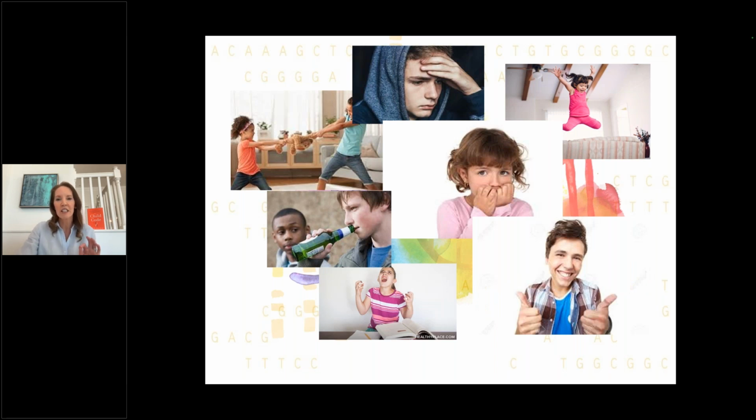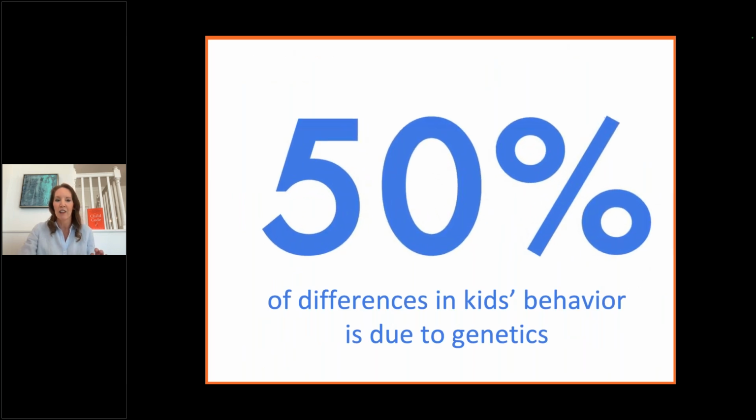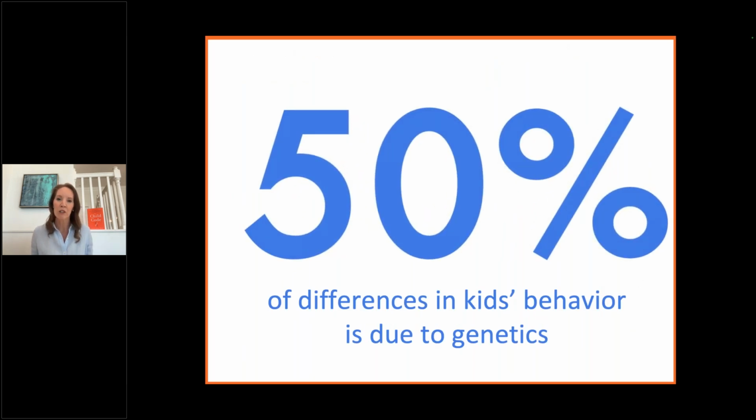In fact, it doesn't matter what behavior you study, on average, about 50% of the differences in kids' behavior is due to differences in their DNA sequence. So it's about 50% of the differences in which kids are more impulsive than other kids when they're younger, which kids are more anxious than other kids, and which kids are more likely to be using substances in risky ways than other kids.